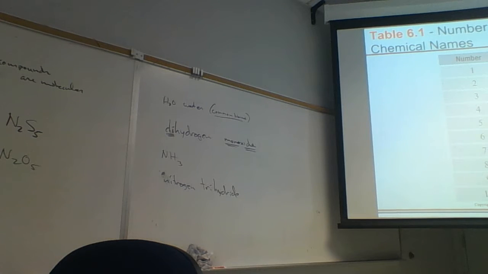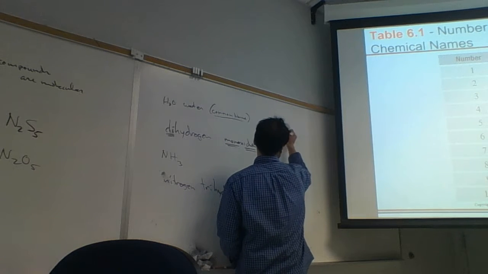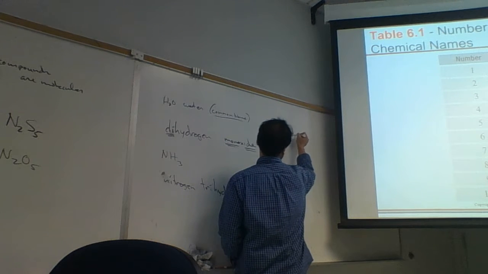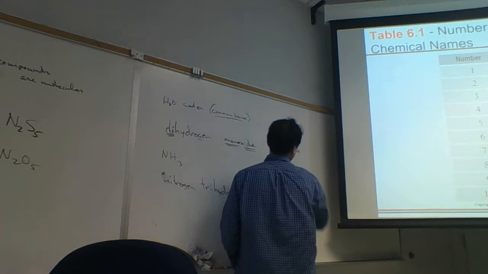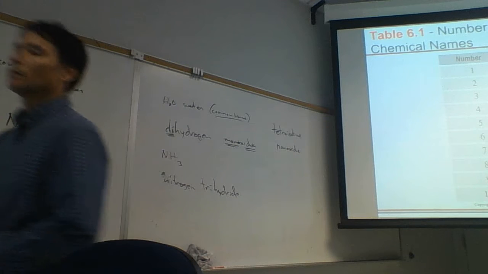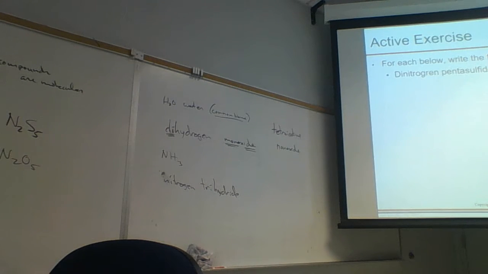All right, I4O9. I4O9. I is what? Iodine. Tetraiodine. Okay, so that would be tetraiodine nonoxide. Yeah. Tetraiodine nonoxide, and then the last one, PF5.